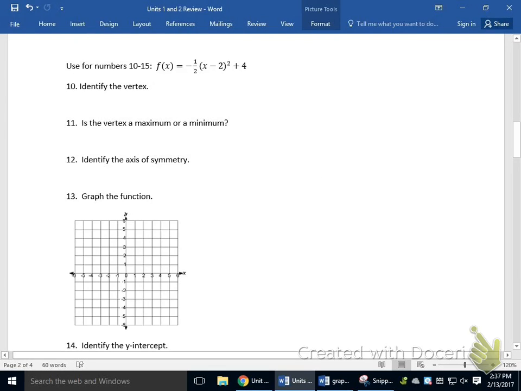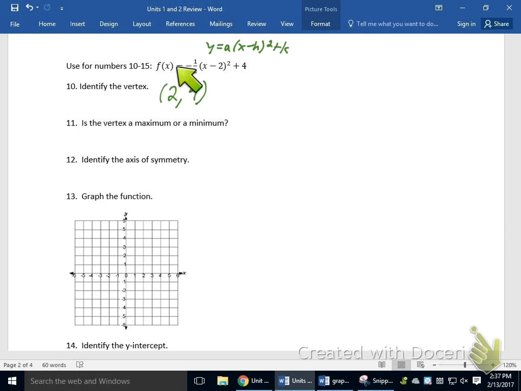Now for problems 10 through 15 here, identifying the vertex should be pretty easy when you're in vertex form. So this one would be positive 2 for x, positive 4 for y, because of the form y equals a times x minus h squared plus k. All right, now moving on to whether that's a maximum or minimum. First of all, this graph will be opening down. This is a maximum because the a value was negative.